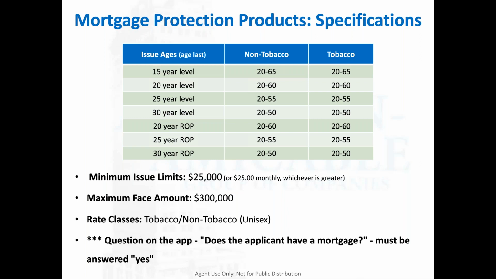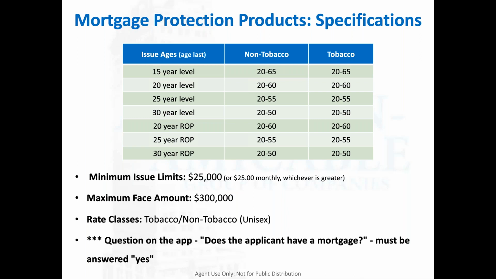So when you run a quote and it doesn't ask you for male, female, that's why, because men and women get the same rates. This product in particular has an extra question on the application. It says, does the applicant have a mortgage? Okay. This question must be answered yes to be eligible for coverage on this product series.